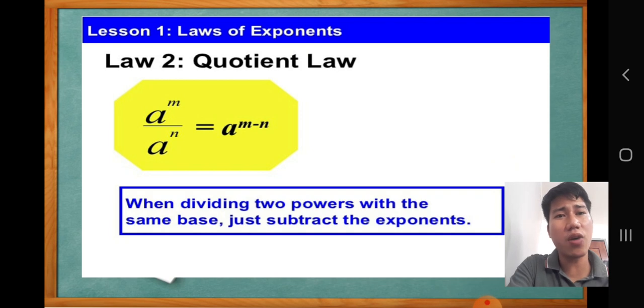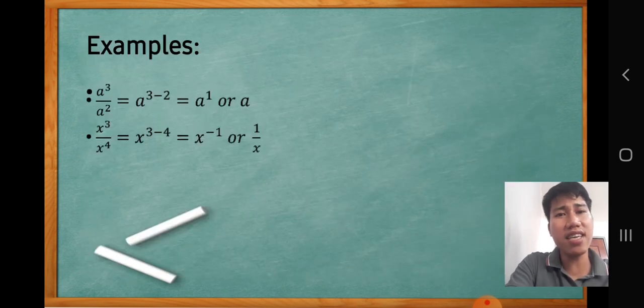The next is quotient law. When we say quotient law, a raised to m divided by a raised to n is equal to a raised to m minus n. When dividing two powers with the same base, just subtract the exponent. So if you will divide two powers with the same base and then different exponent, you need to subtract the exponent. For example, a raised to 3 divided by a raised to 2 is equal to a raised to 3 minus 2. So 3 minus 2 is equal to 1. So a raised to 1 or a. So the answer is a.